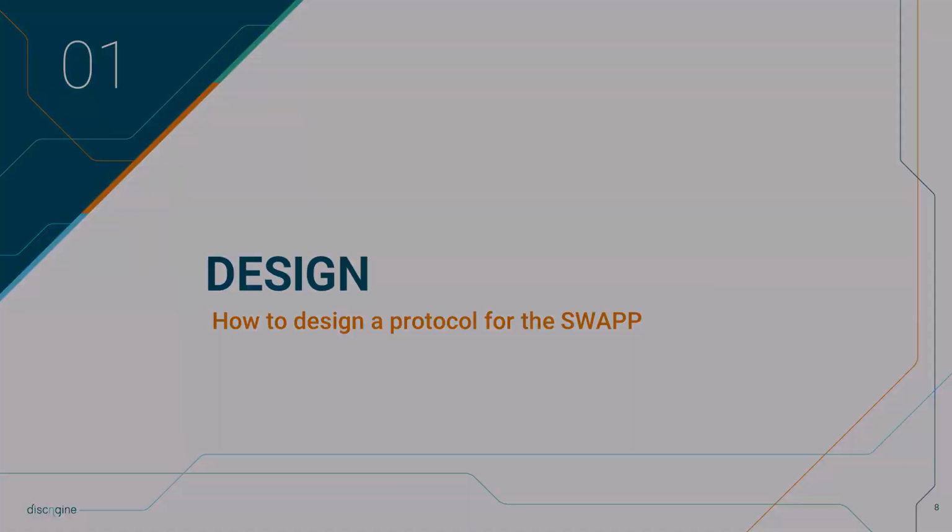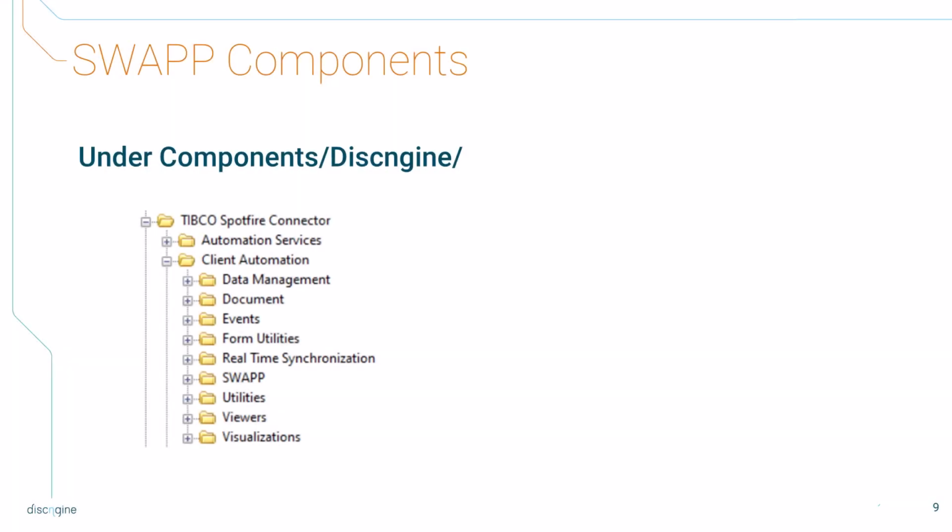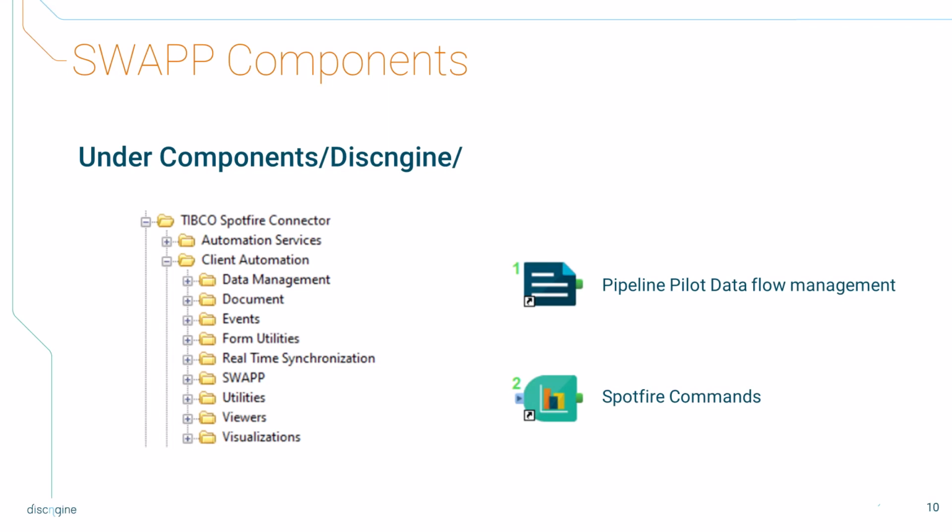Let's start by having a look at the component collections required for the SWAPP to work. The components are available in the Discngine folder. In this collection, two types of components are available. The dark blue ones are used to manipulate the data flow on the Pipeline Pilot side. The green components generate instructions to control the Spotfire API.